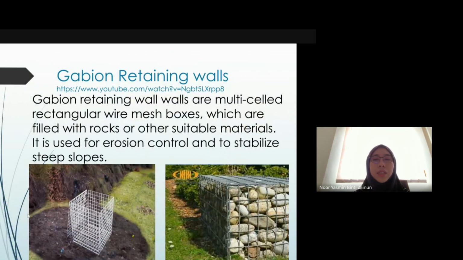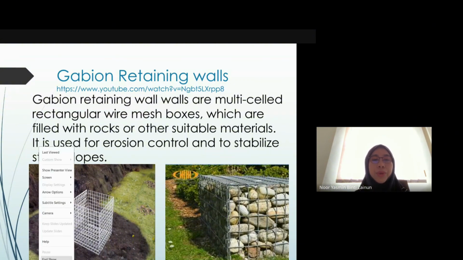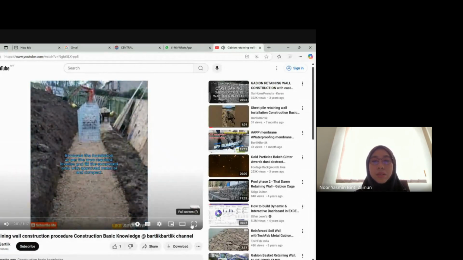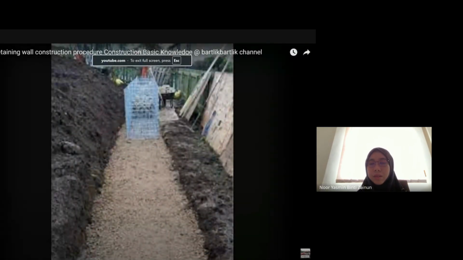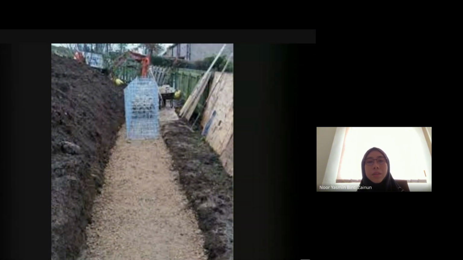Okay, and then we also have the gabion retaining wall. These are multi-cell rectangular wire mesh boxes which are filled with rocks, or other suitable materials, but usually they have rocks that you actually need to arrange. Excavate the foundation as per the area required. Levelize and fill the excavated area with approved material and compact.